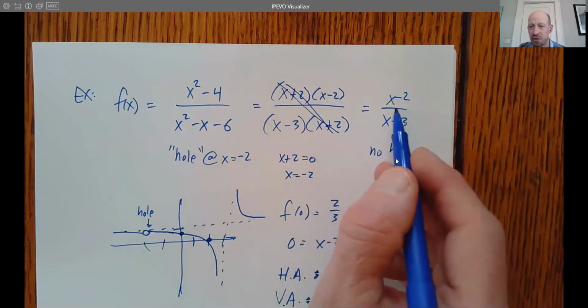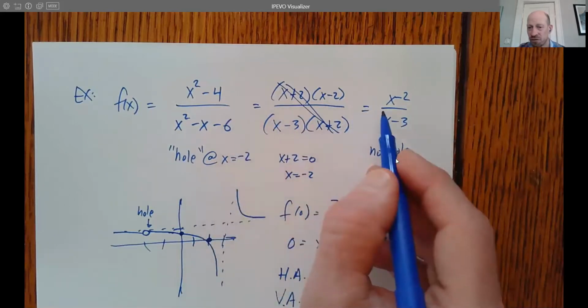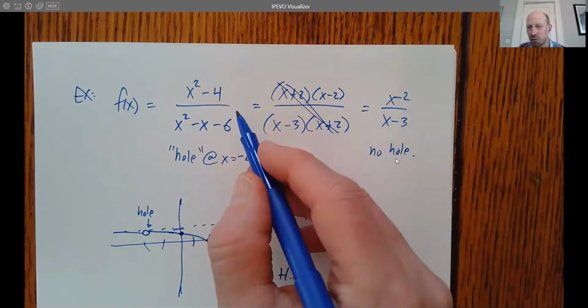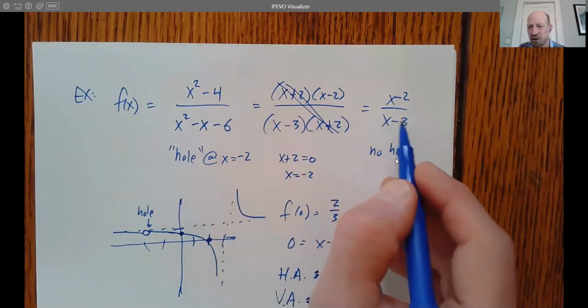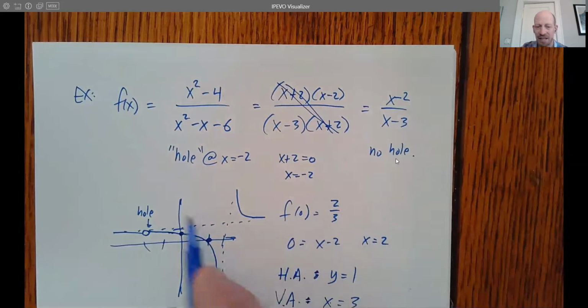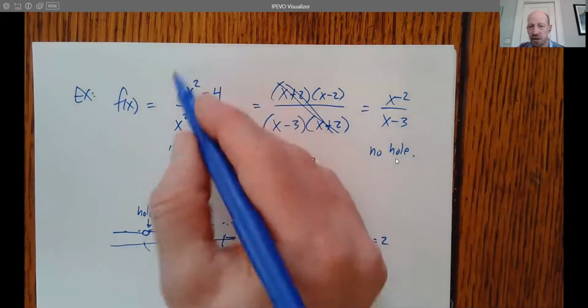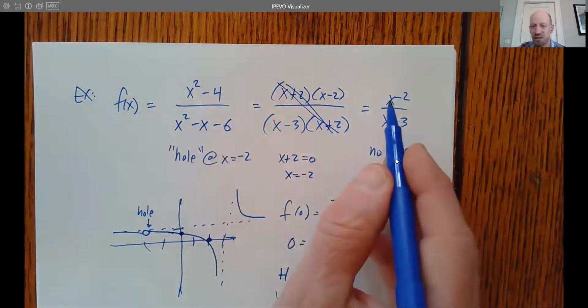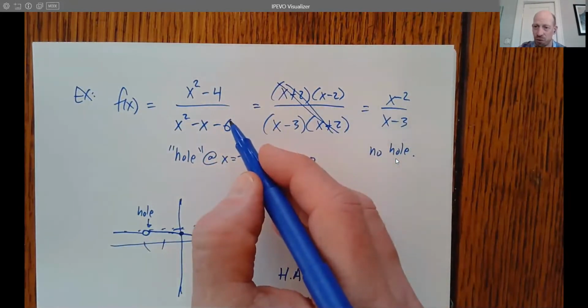It turns out these two functions are identical except at -2. This function here on the right would look exactly like this, just with no hole. This function on the left looks exactly like the function on the right. It just has that extra hole.